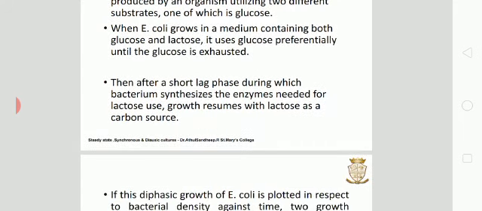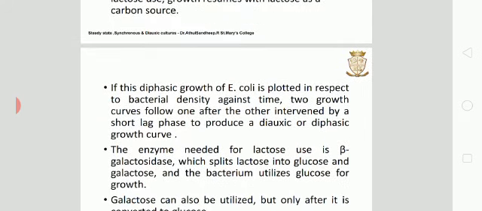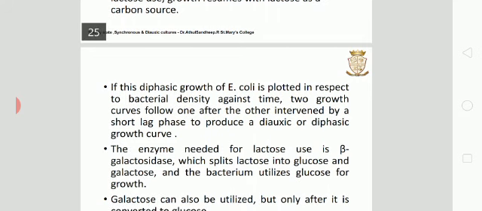Then after a short lag phase, during which bacteria synthesize the enzymes needed for lactose use, growth resumes with lactose as a carbon source. If the diphasic growth of E. coli is plotted with bacterial density against time, two growth curves follow one after the other, interrupted by a short lag phase, to produce a diauxic or diphasic growth curve.